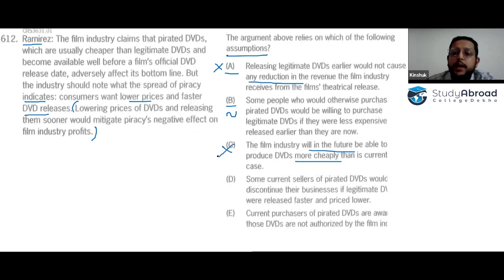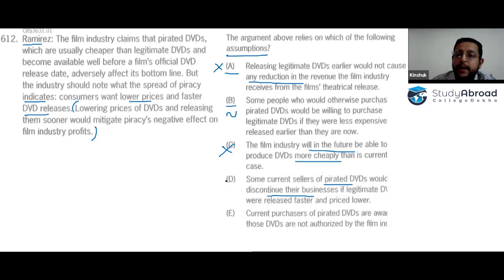Then next, Delta: some current sellers of pirated DVDs would likely discontinue their business if legitimate DVDs were released faster and priced lower. Right. So see, this is telling us that the pirates of these DVDs are going to discontinue their business if this happens. The author is not saying that they are going to discontinue their business. He's saying that people will avoid piracy because now it's available for a lower price and they're getting it earlier than it was possible before. So again, this is not going to be the right answer.